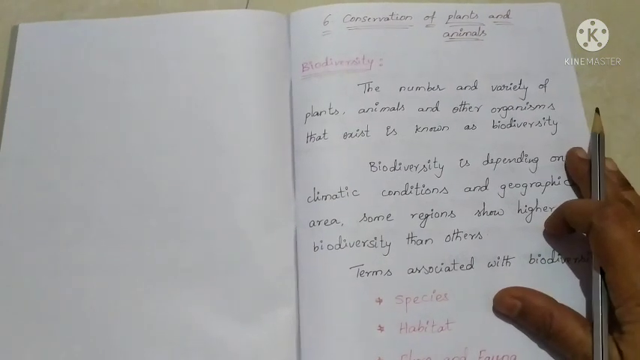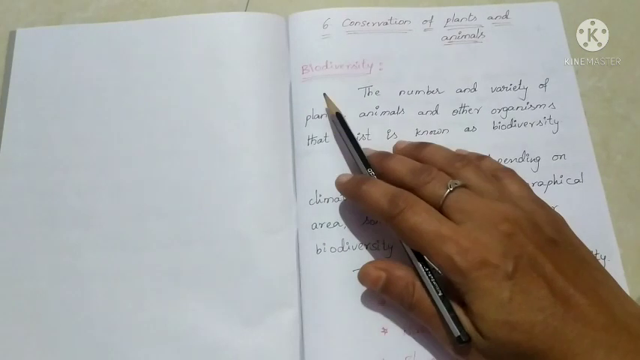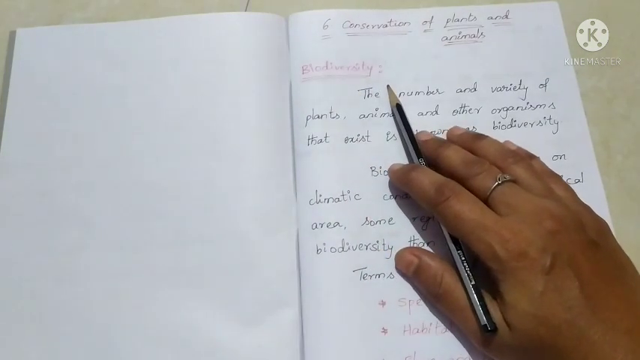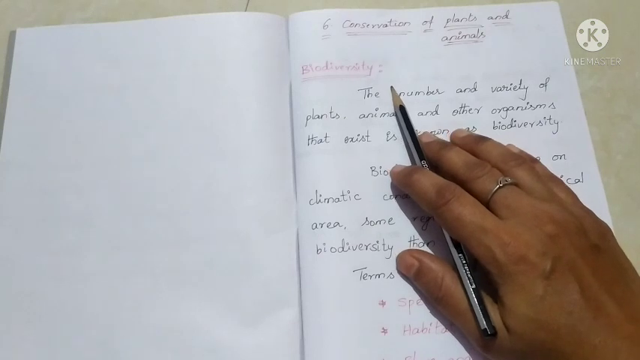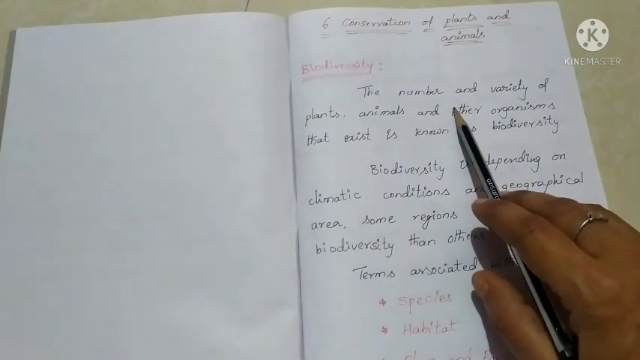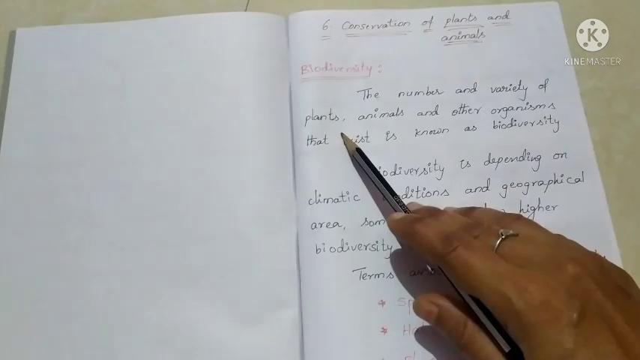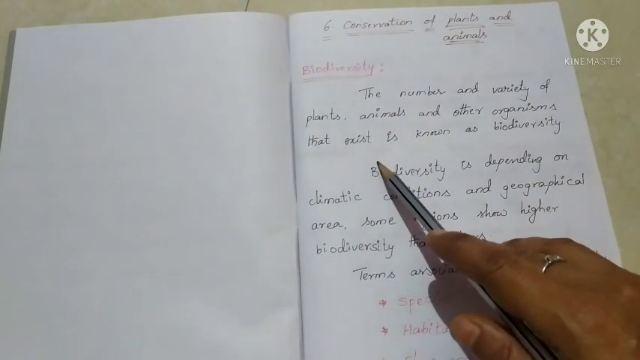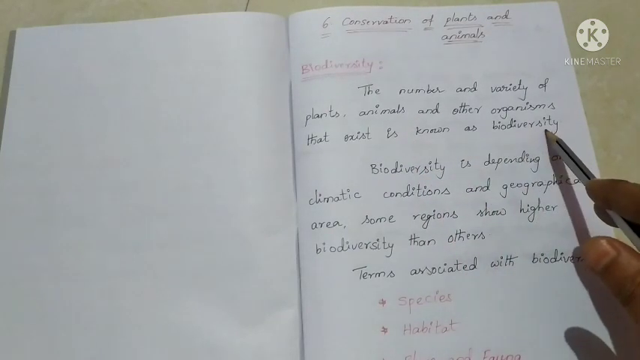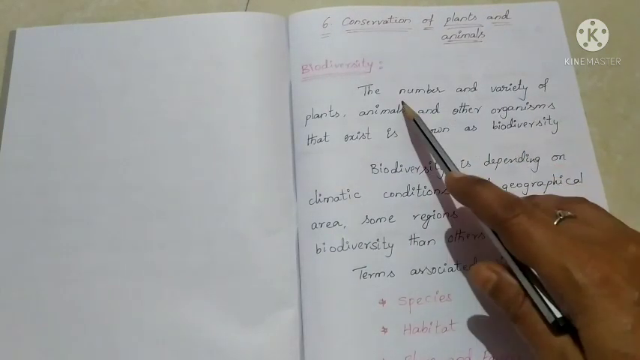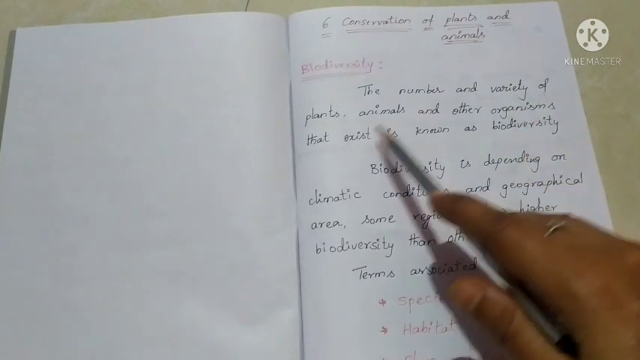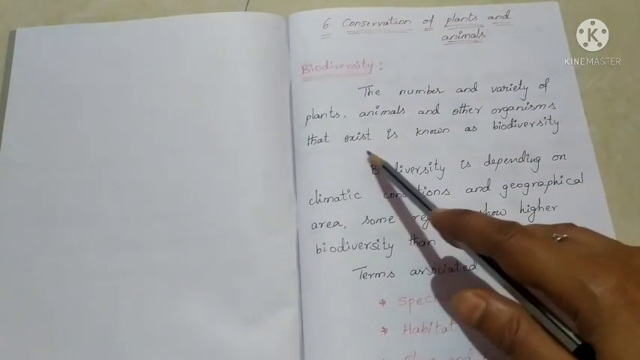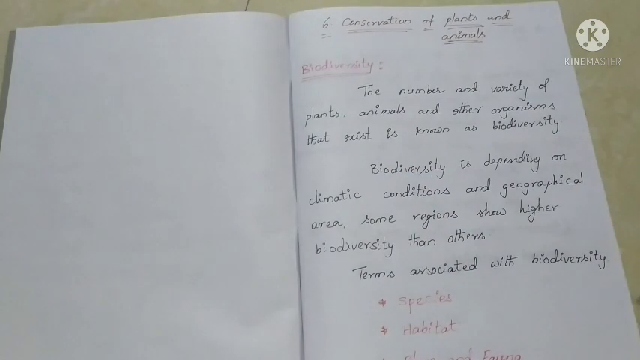So that we call it biodiversity. Okay, the term biodiversity. What is the meaning of biodiversity? The number and variety of plants, animals, and other organisms that exist is known as biodiversity.